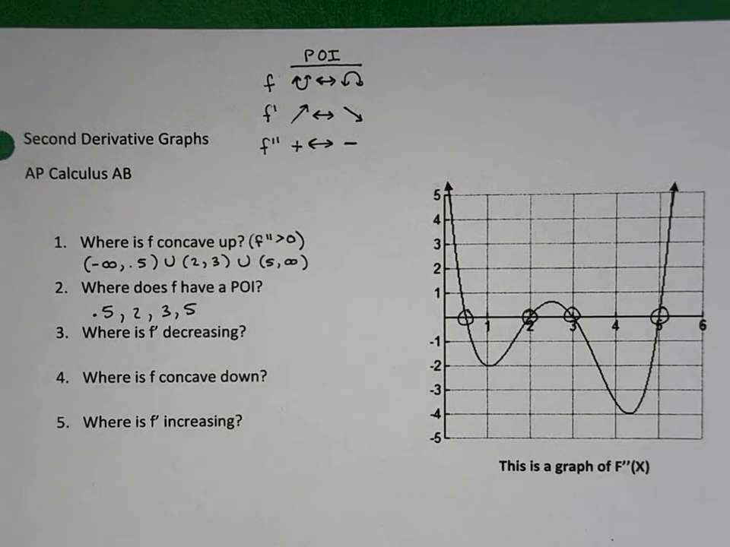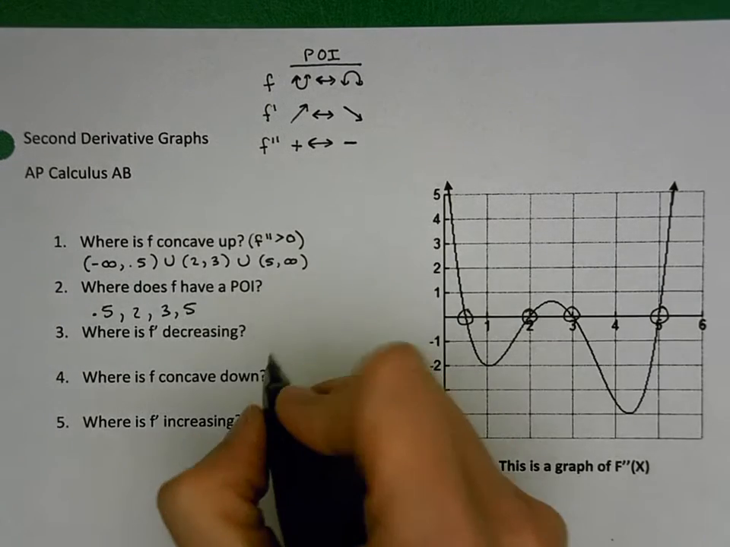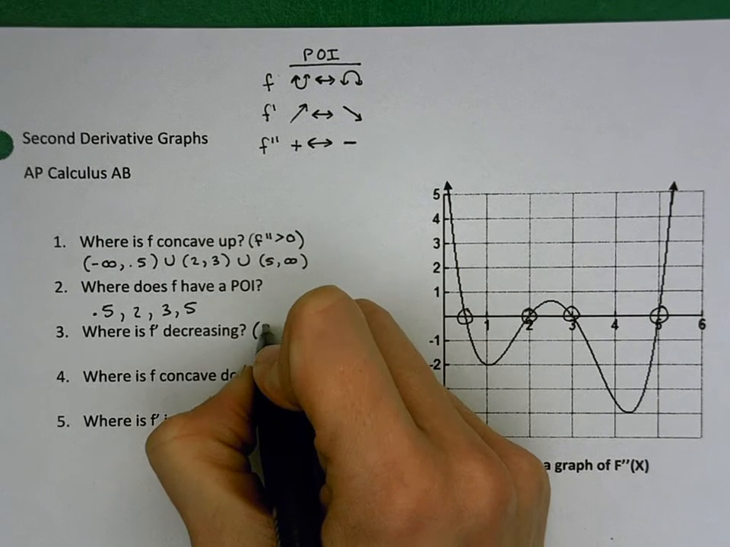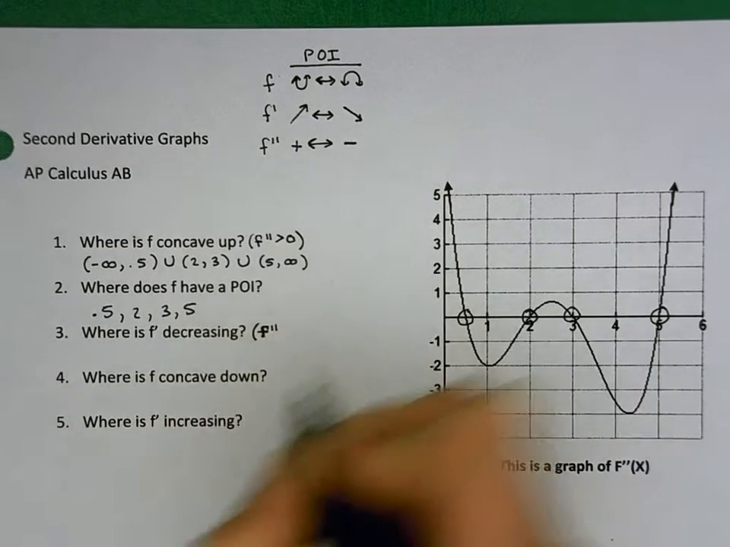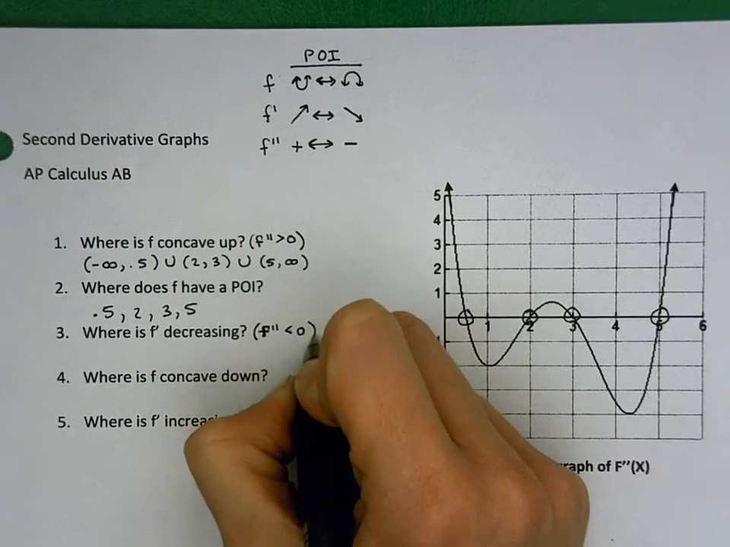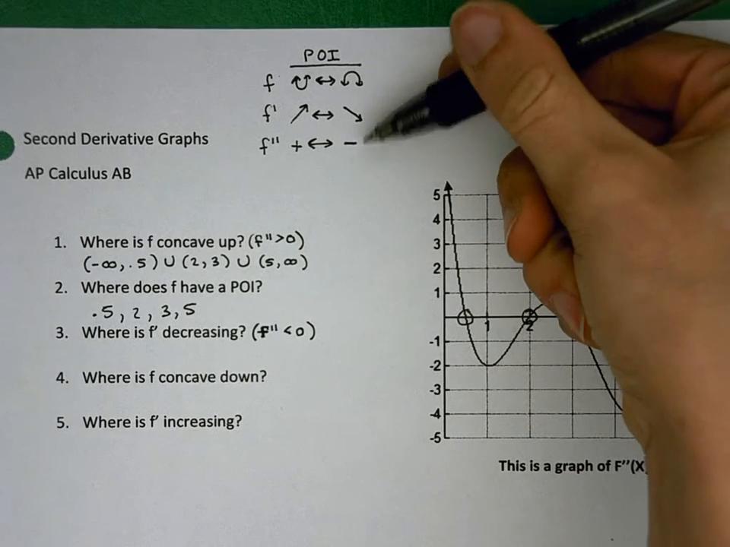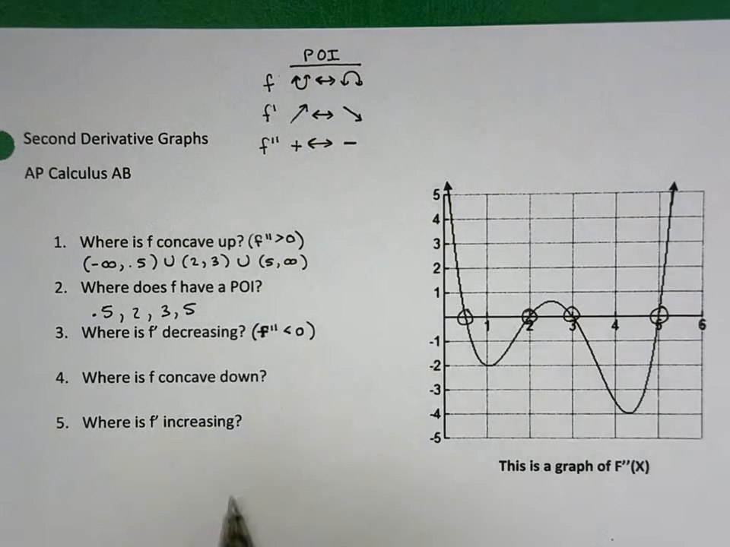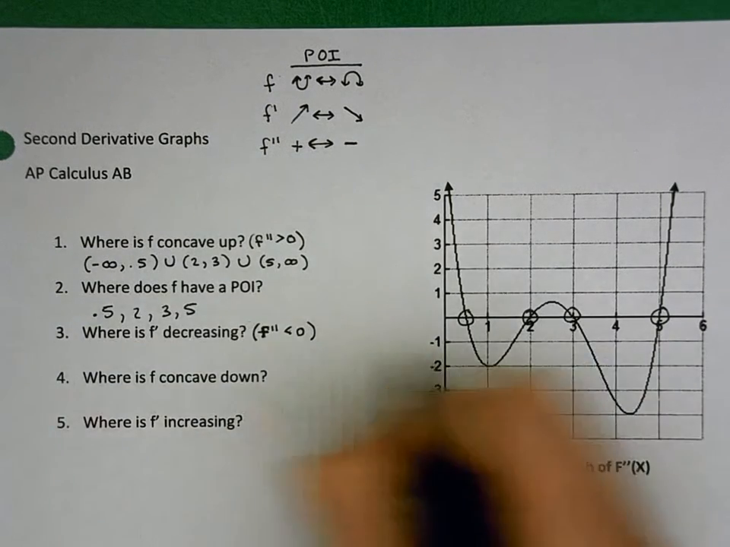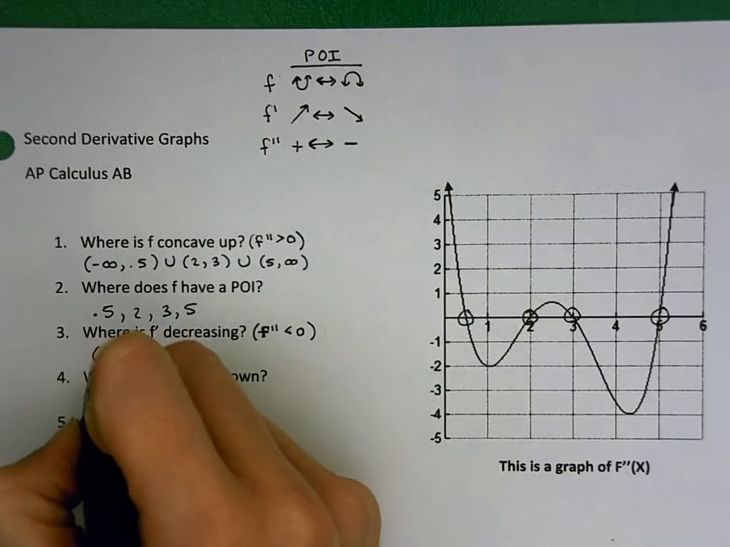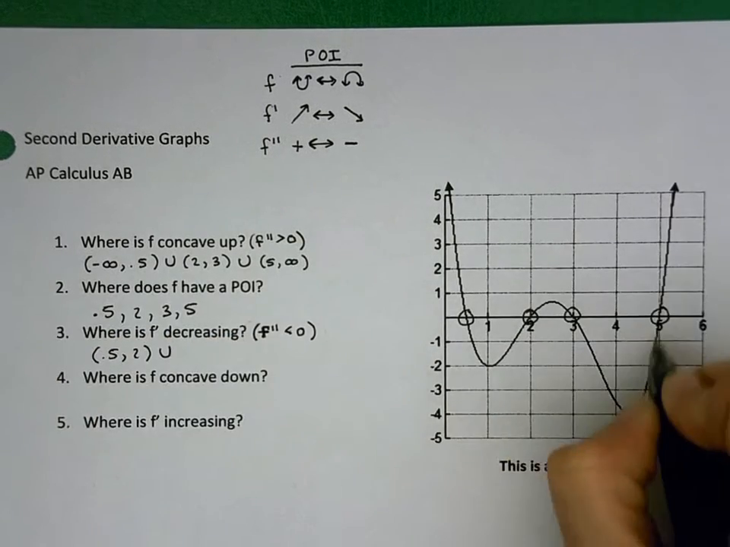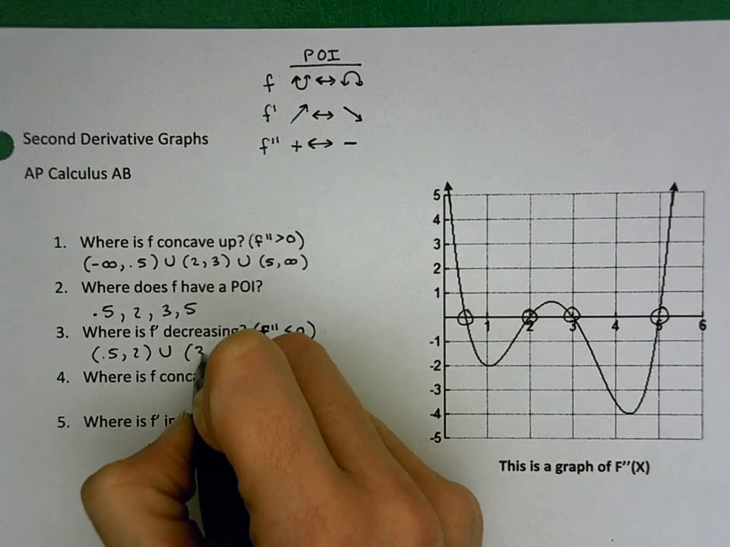Number 3, we're asked, where is f prime decreasing? Well, f prime decreasing means f double prime is negative. Right? F prime decreasing means f double prime is negative. And so I'm going to be looking to answer this question, where is my f double prime below the x-axis? Which is here from 0.5 to 2, and here from 3 to 5.